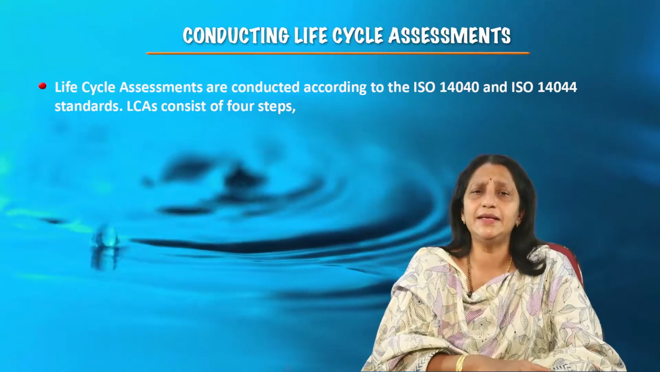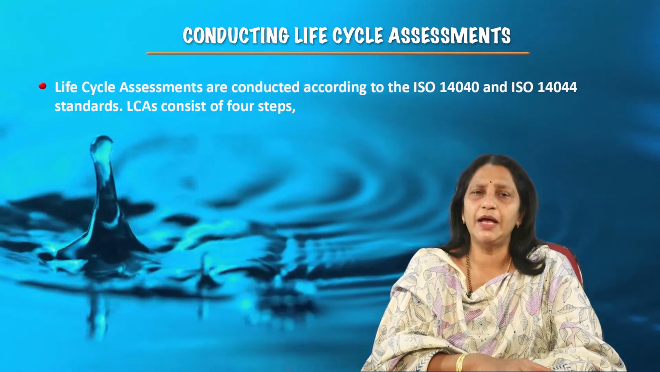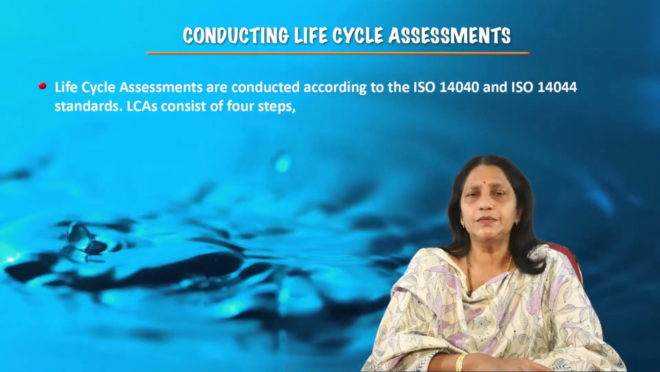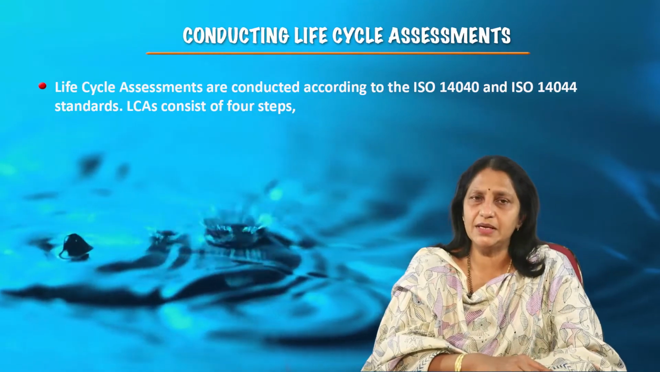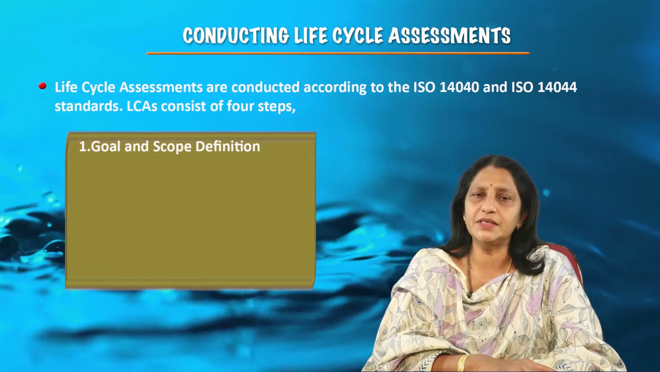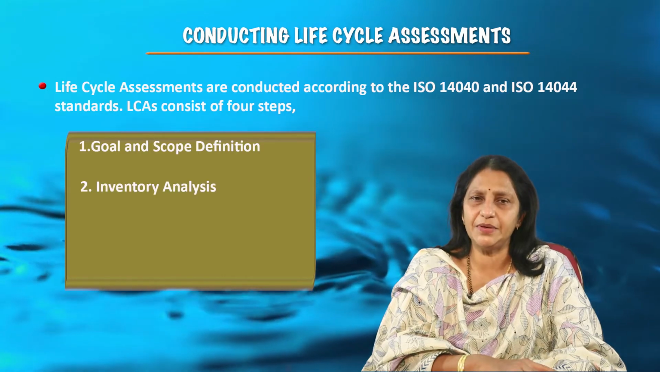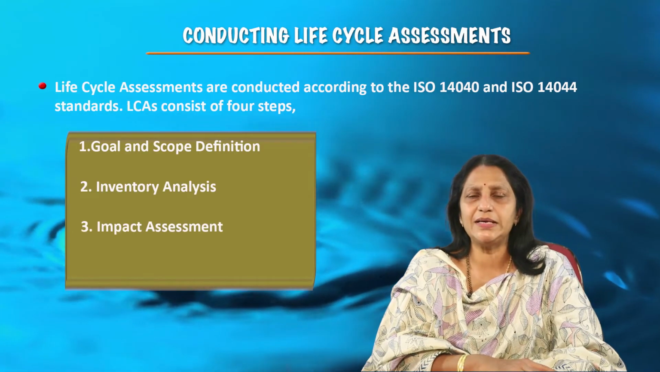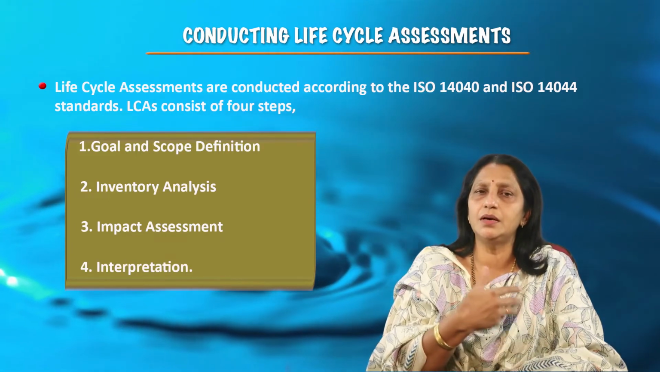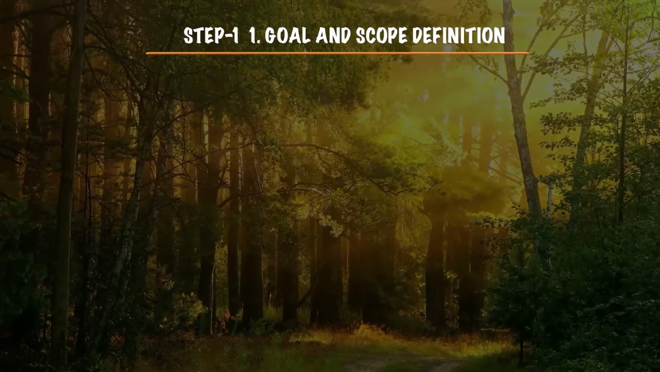Normally these assessments are conducted according to the ISO 14040 and ISO 14044 standards. Life cycle assessments consist of four most important steps. The first step is goal and scope definition, the second is inventory analysis, the third is impact assessment, and the fourth is interpretation. Now we have to see all these steps in a detailed manner. Step 1 represents goal and scope definition.